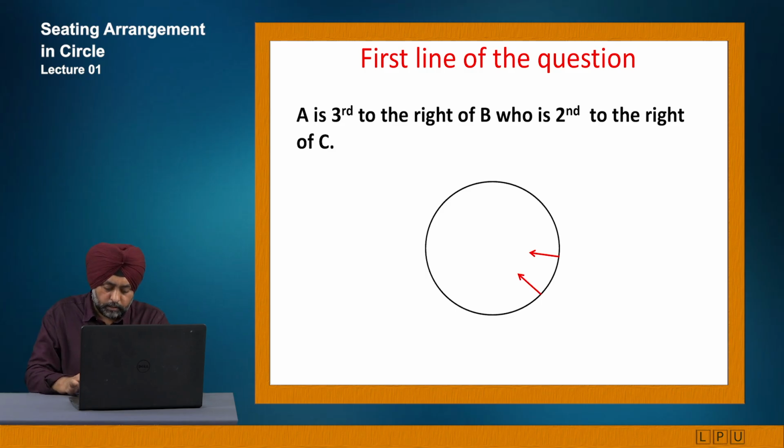So the first step is to mark the positions of those 7 people in a circle. So suppose these are the 7 positions. Now how to start the circle? Very important.